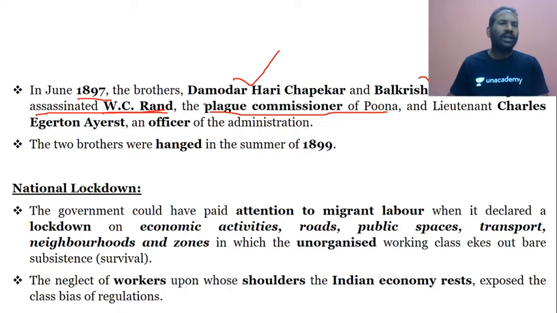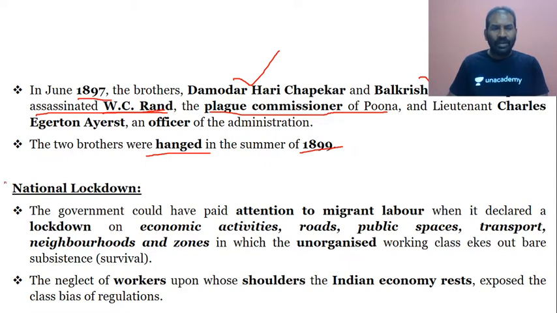Why? Because they did not like the imposition, isolation and quarantine taken up by W.C. Rand, who was the plague commissioner of Pune, then the Bombay province. These two brothers were later hanged in the summer of 1899. So this is again very, very important from the prelims point of view.